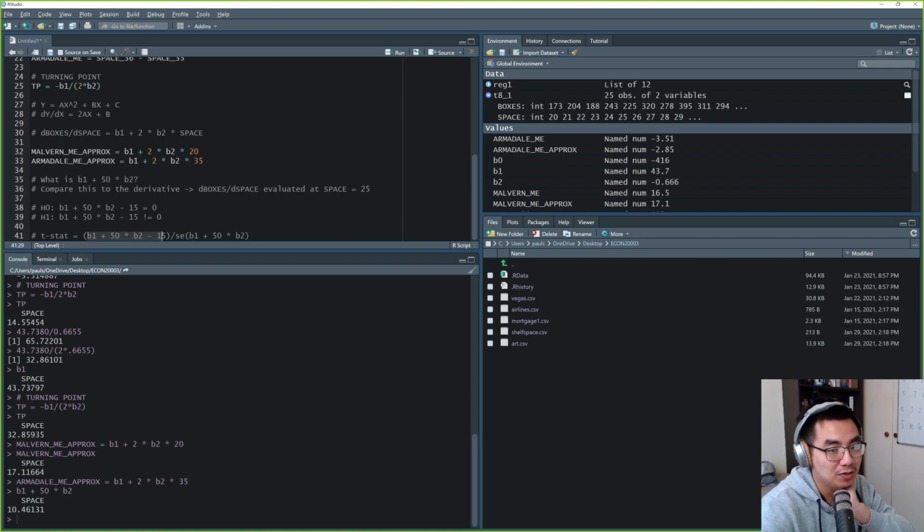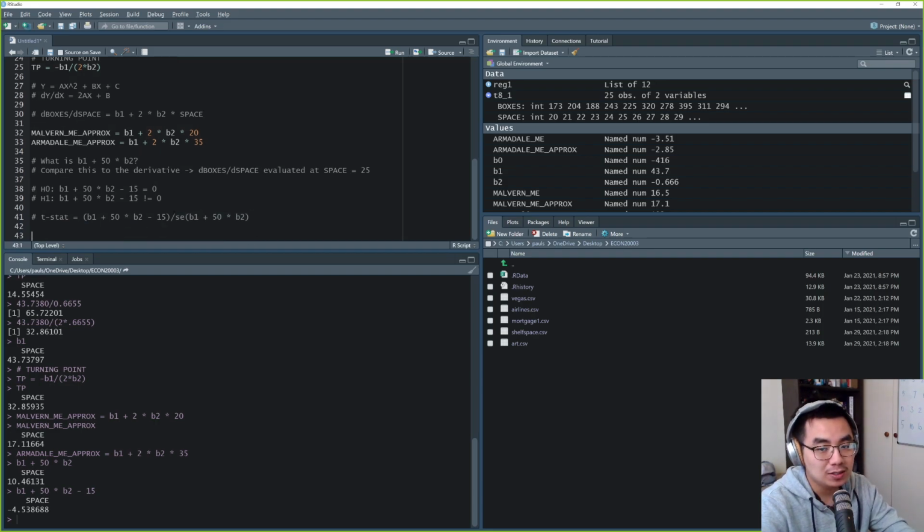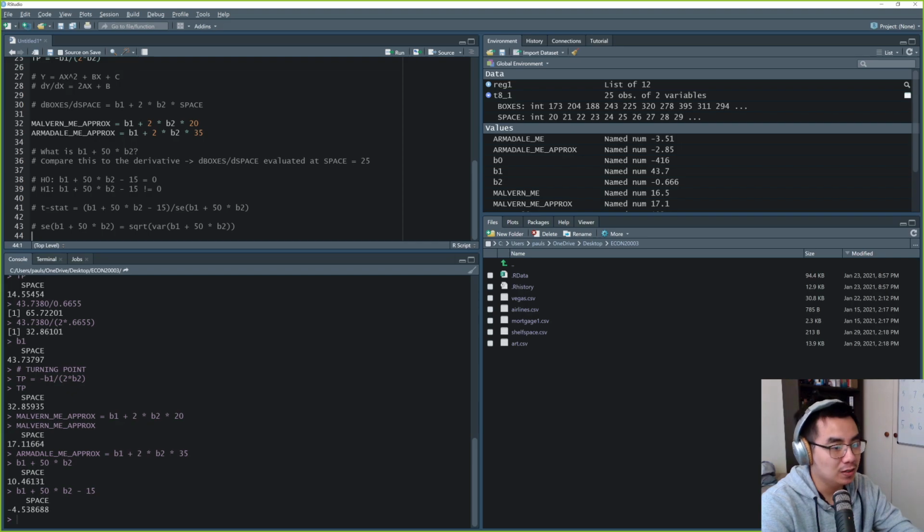Now, obviously, this numerator is really easy to figure out. If you want to figure out what it is, there you go. That's what the numerator will evaluate to. But what about this denominator, this standard error? That's a little bit harder. You actually have to put in a bit of work to calculate what this standard error is. Let me write this out here. The standard error of beta 1 plus 50 times beta 2 is equal to the square root of the variance of this quantity. But what is the variance and why does that help us?